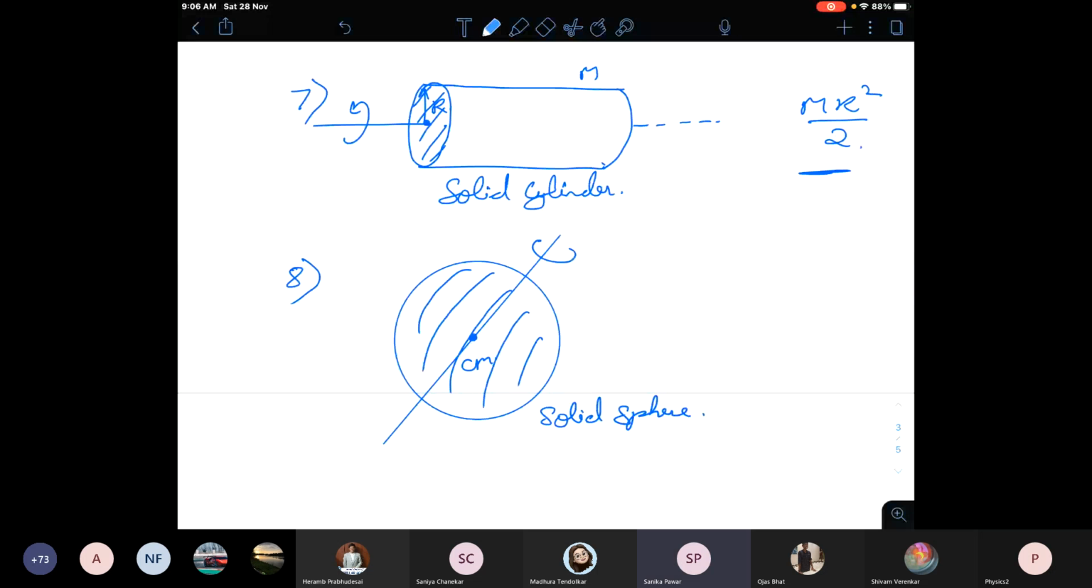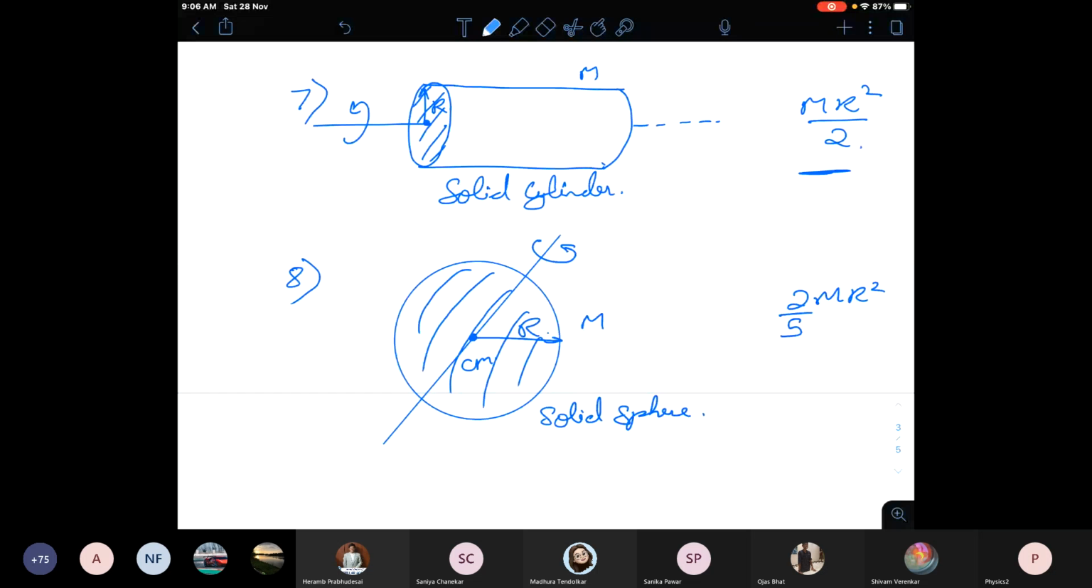So in a solid sphere, you can imagine that any line passing through the center of mass will be equal. Why will it be equal? Because it is dividing the whole sphere into two equal hemispheres. Anywhere the line passes, it doesn't matter. So the moment of inertia about this axis always comes out to be 2 mr square by 5. 2 by 5 is the coefficient for a solid sphere. Mass is m, radius is r.